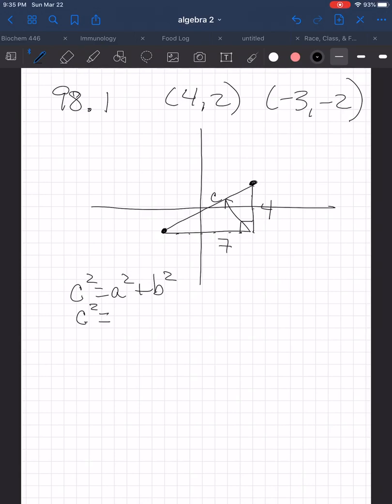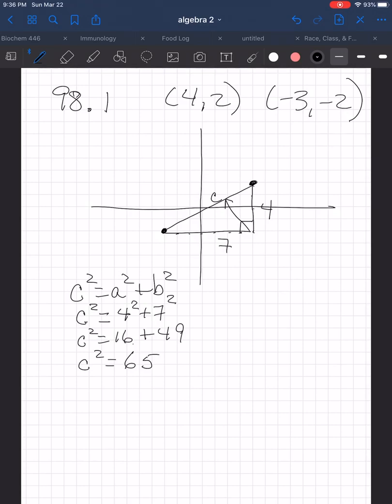So c squared will be equal to, it doesn't matter which one is a or b, this would be 4 squared plus 7 squared. So c squared is equal to 16 plus 49. Remember, you can't just take the square root of these. You have to add them first. c squared is equal to 6 and 9 is 15, 2 and 4 is 65.